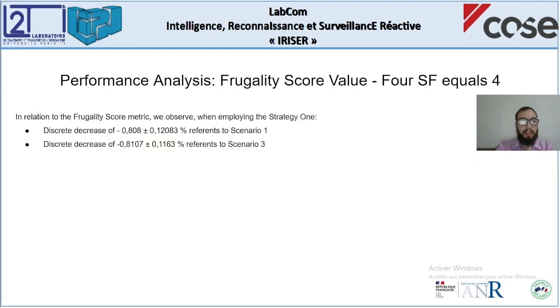I almost forgot, in relation to the frugality score metric, we observed a discrete decrease of almost 0.80% in reference to scenario 1, and also almost the same decrease in relation to scenario 3. So we had a decrease of 0.81.